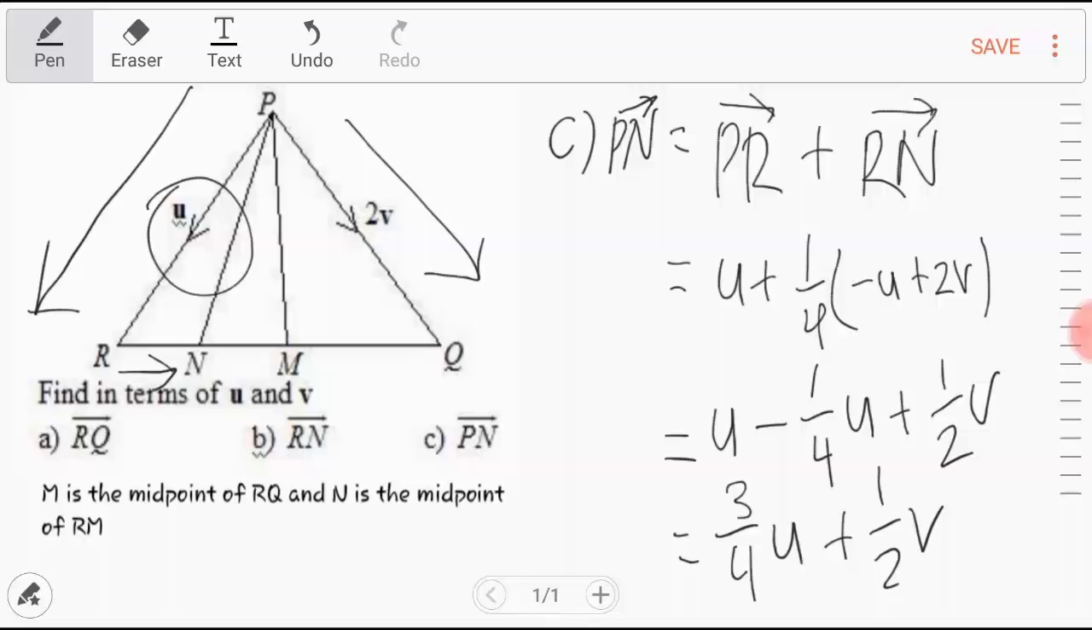So that's basically one of the examples of problems involving vectors in a geometrical shape. You can find other problems on the internet or in books.